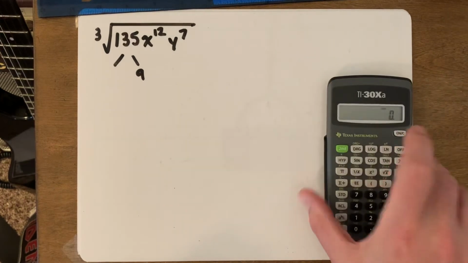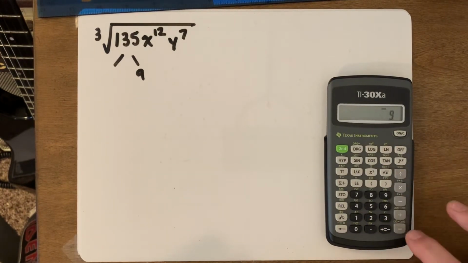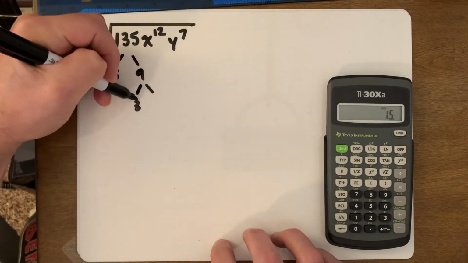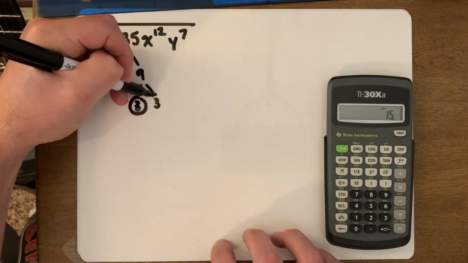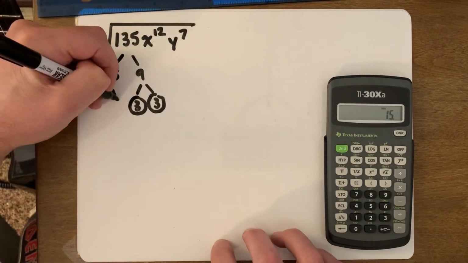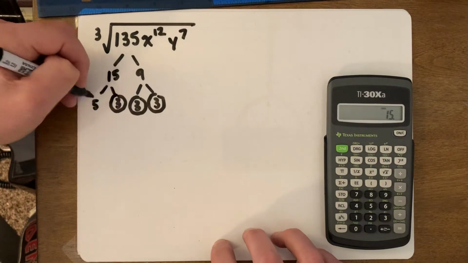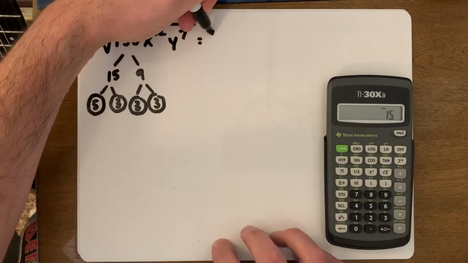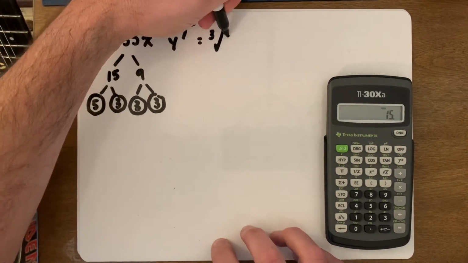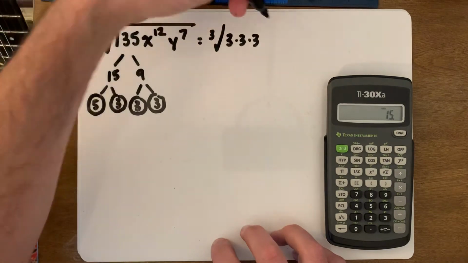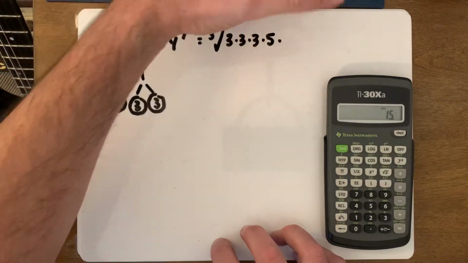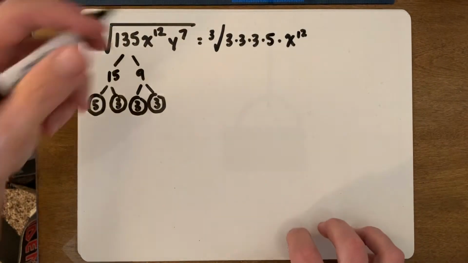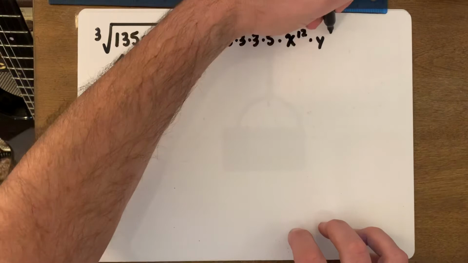So we're going to do 135 divided by 9 equals, and we get 15. Okay, both these are composite, so we're going to break those down one more time. 3 and 3 for the 9, 5 and 3 for the 15. Okay, and so it looks like we've got cube root of 3, 3, 3, 5, and then we got 12 x's, which I do not want to write all those 12 out. You can if you want to. I'm just not going to do that. And y to the 7th.